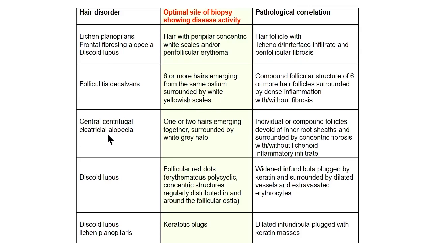In folliculitis decalvans, for instance, you have to pick up an area with tufting, so six or more hair emerging together surrounded by white scales. In central centrifugal alopecia, you have to pick up this hair with the white-gray halo. And in discoid lupus, you may have different areas, either where you have follicular plugs or follicular red dots, which are good areas to take the biopsy.